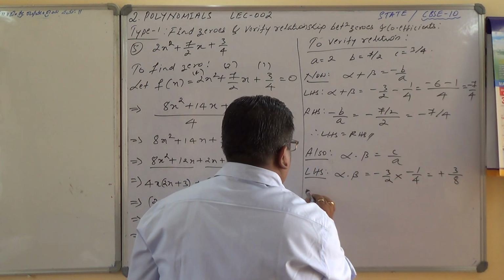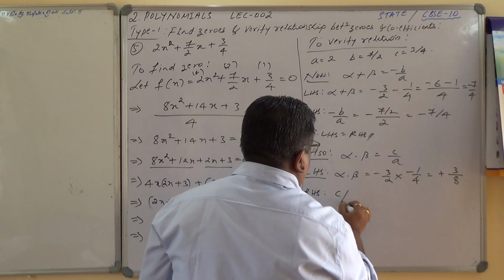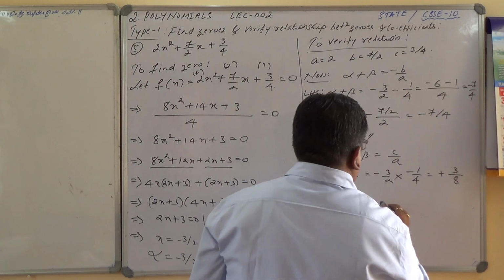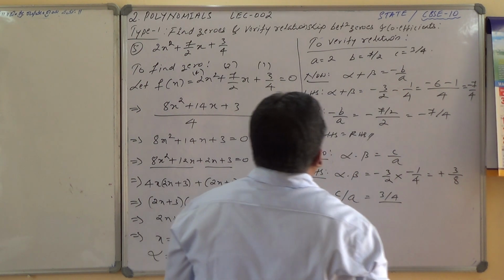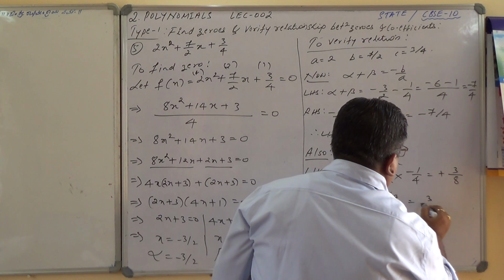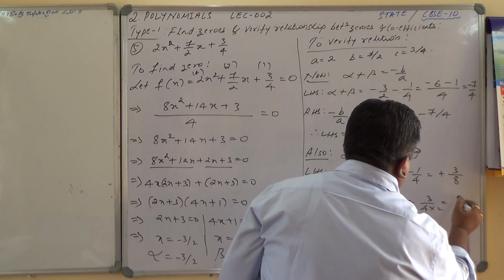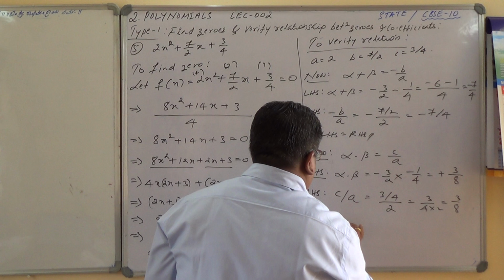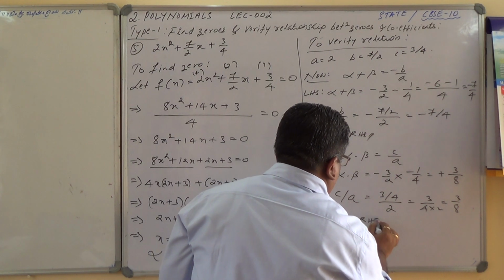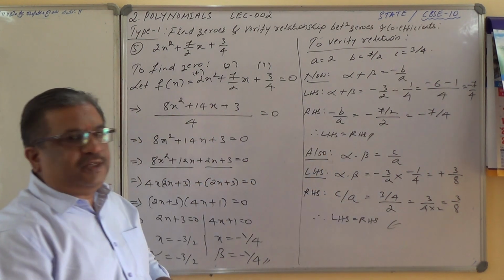So c by a, RHS. c by a equals, what is the value of c? 3 by 4 divided by a, which is 2, which equals 3 by 4 into 2, which equals 3 by 8. And therefore LHS equals RHS. I hope you have understood how to solve these numericals.